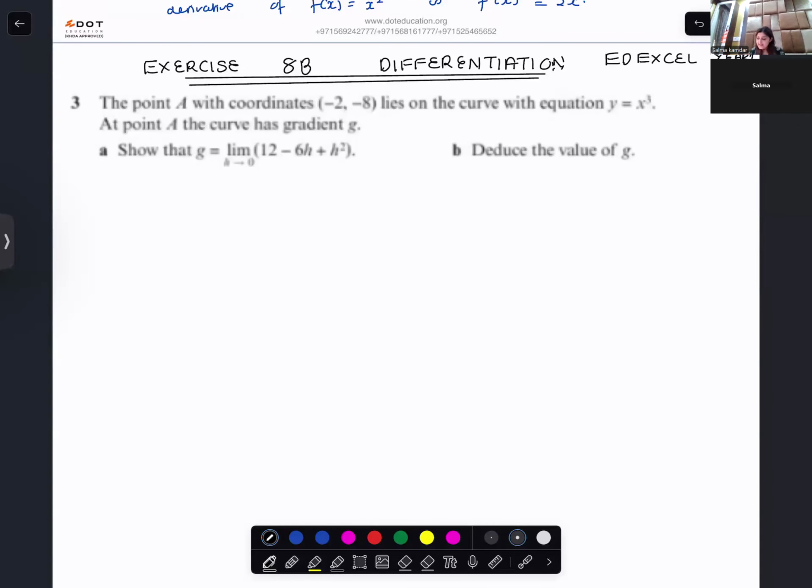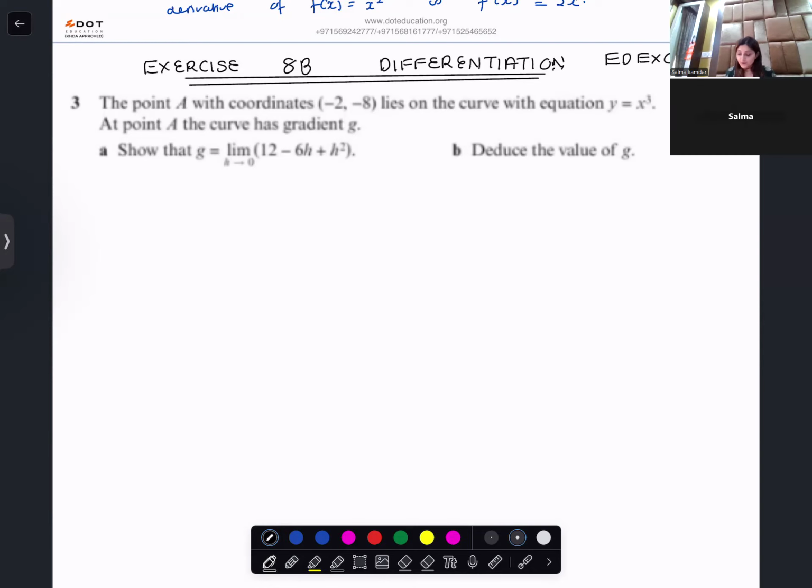We're doing exercise 8B of differentiation at Excel Year 1 Pure Maths. Now we are given over here that point A has the coordinates -2, -8, and this lies on my curve. This is my curve.